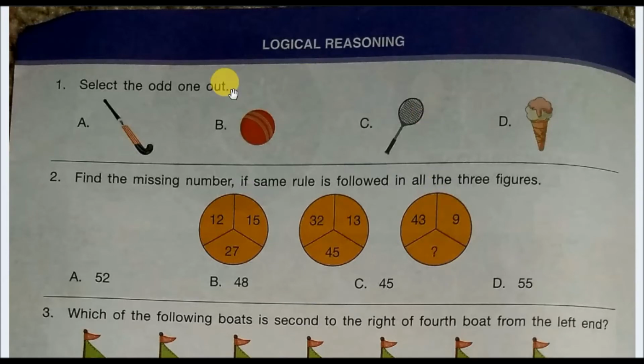So today's first question is, select the odd one out. Look at the options here. Option A, option B, option C and option D. Can you guess the answer? Yes, the answer is D, ice cream, because all these three are sports accessories, whereas ice cream doesn't fit into these accessories. So the answer is ice cream.